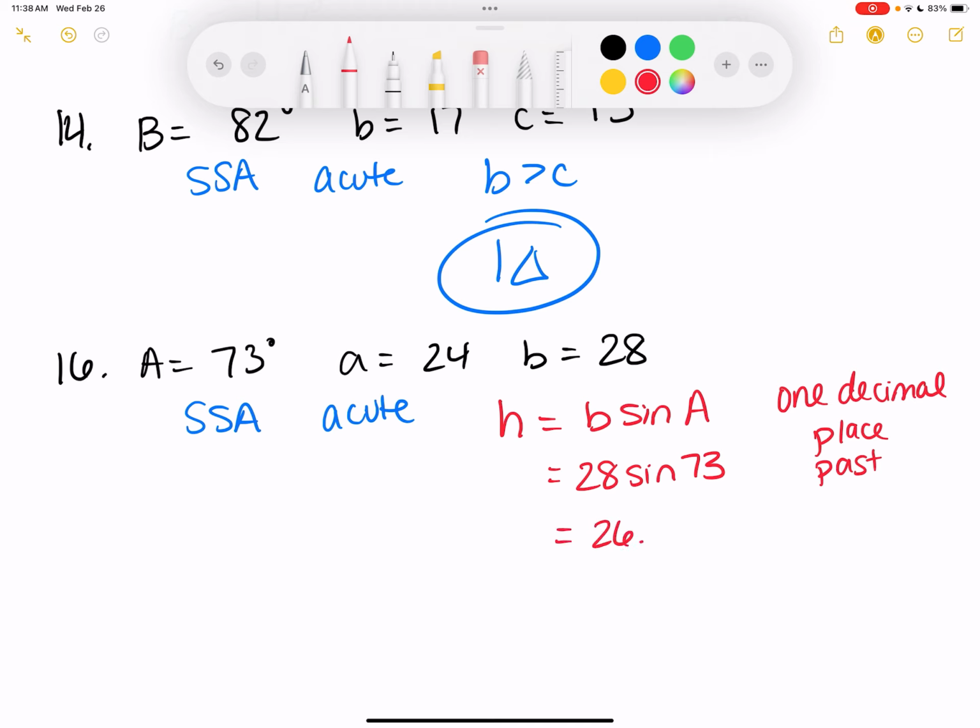26.7. So based on that, what do I know to be true from the table? Yep, no triangle because H is greater than A. So H is greater than A because 26.7 is greater than 24. And that means no triangle.